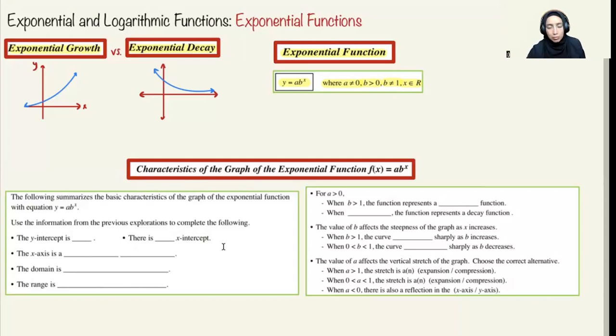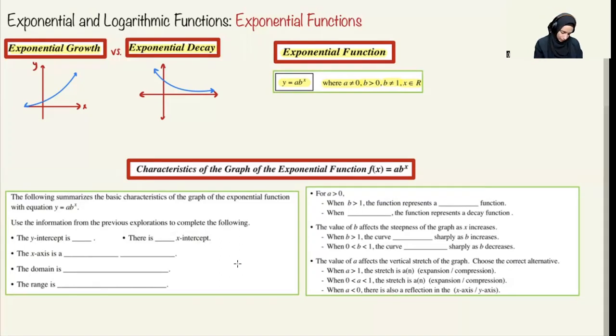We're going to talk about that characteristic in a minute. But basically, we know that our exponential function has to take this form, and we want to keep in mind that if our exponential takes this form, then these conditions, a cannot equal 0 and so on, have to be met. So let's have a look at the characteristics of the graph of exponential functions.